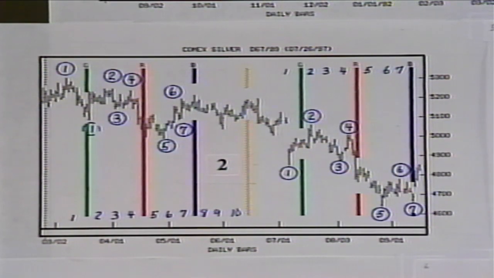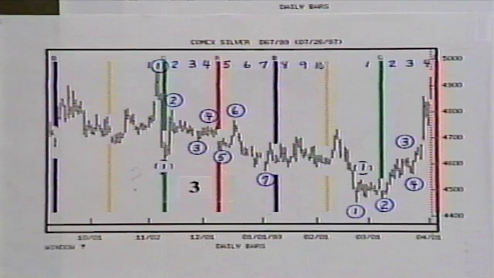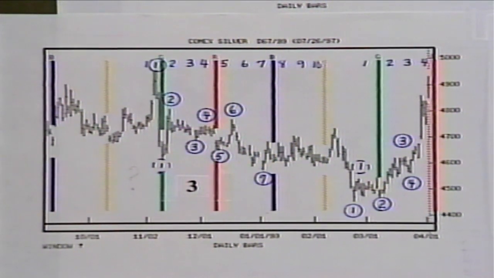Now let's move on to chart 3. And this one worked out nicely. A low 5, high 6, low 7. We can't see the continuation on chart 3 until we get to chart 4. So let's move on to chart 4.